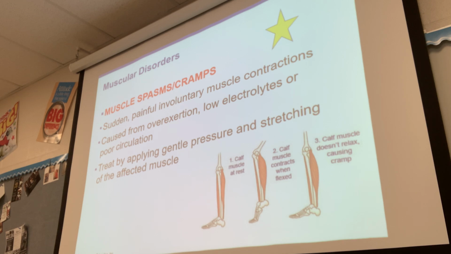They hurt so bad. Yeah, and you can't move. No, because I'll be stomping my foot on the ground and it just hurts more. Yeah. That one might be one where you have to massage it.